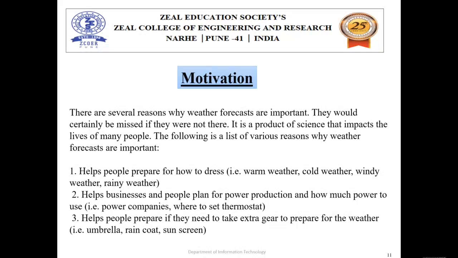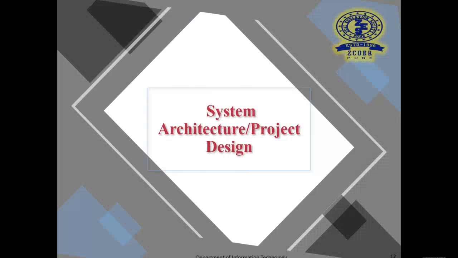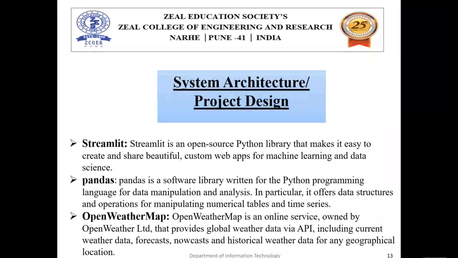First, it helps people to prepare for how to dress, that is, for warm weather, cold weather, windy weather, or rainy weather. Second, it helps businesses and people plan for power production and how much power to use, that is, power companies deciding whether to set the thermostat. Third, it helps people prepare if they need to take extra gear for the weather, that is, umbrella, raincoat, sunscreen, etc. Now the important part, that is system architecture and project designing.